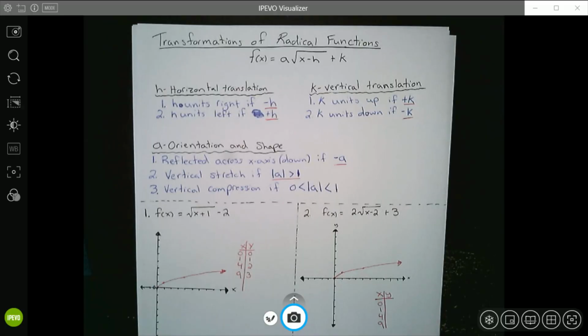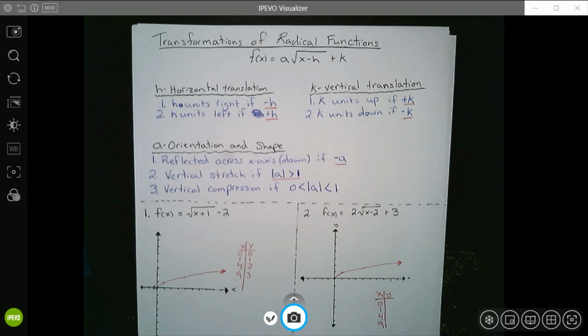Today we're going to continue talking about radical functions or square root functions, and we're going to look more into their transformations. So, with that being said, if you can think back, we have this generalized transformation equation that goes to every single parent function we know in existence. As it's written, f of x is equal to a times the square root of x minus h, plus k.